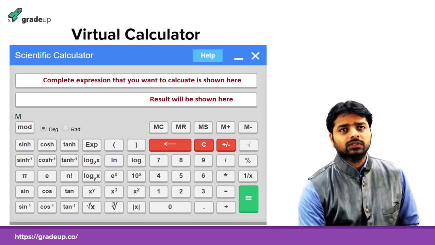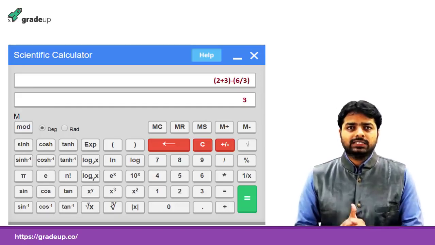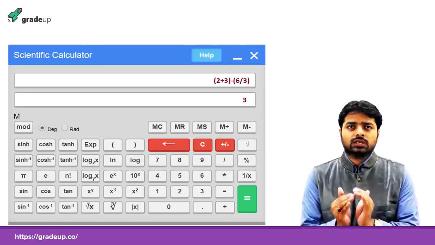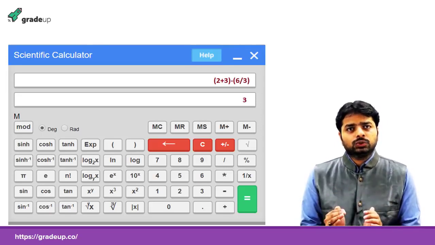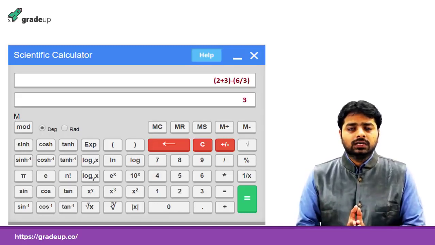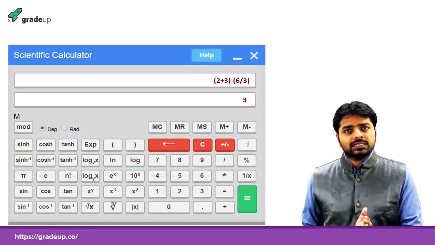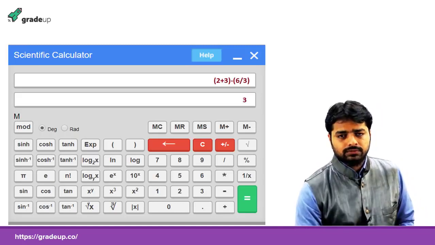Let's see one example: 2 plus 3 minus 6 by 3. So you have a proper way to use parenthesis. When you have a lengthy expression, it is better to use parenthesis to avoid confusion between the operators. The first box will show the expression that you have typed. When I press equal, the second box will show the answer of the first expression.